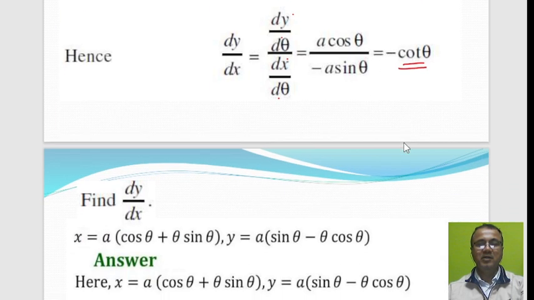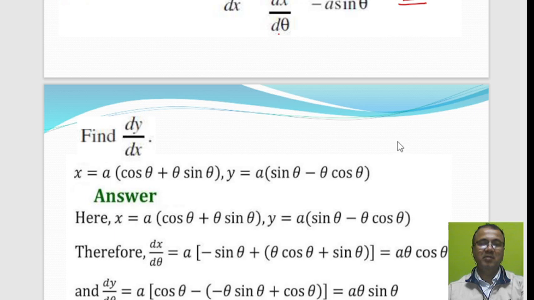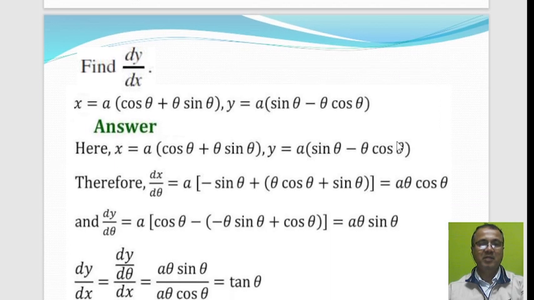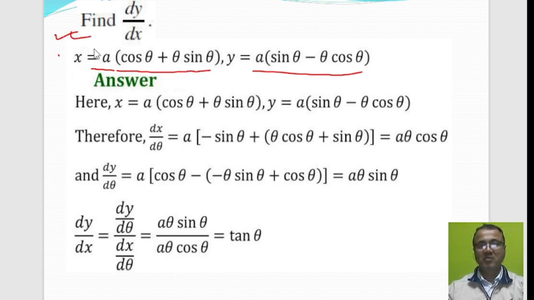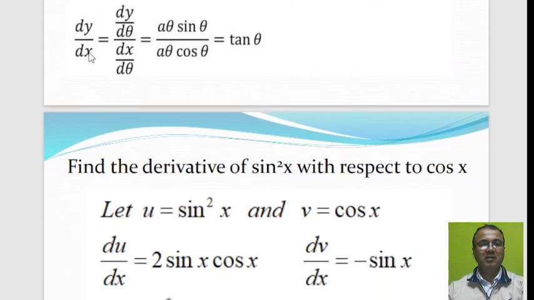So similarly, you can do many problems from here by using parametric functions. So one more problem is there. Suppose x equal to a cos theta plus theta sin theta and y equal to a sin theta minus theta cos theta. So this is an important question. You can find the derivatives here. Okay, you try at least to solve this problem. Okay, students, you try this problem.